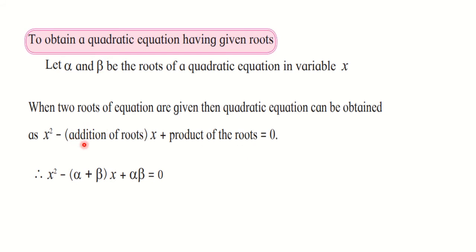How are we going to find the equation? The equation is written as x square minus sum of the two roots into x plus product of the roots is equal to 0. Sum of the roots means alpha plus beta, you can see here. And product of the roots means alpha beta. Okay. So if two roots are provided, we can directly write down the equation.